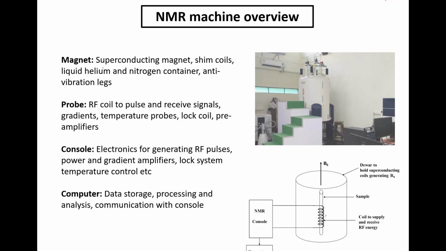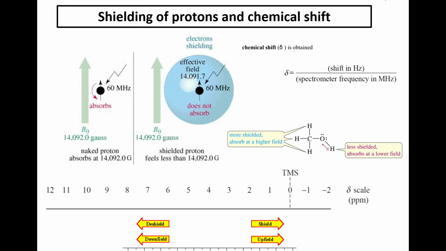And finally we get the free induction decays, we calculate them, Fourier transform them, and all of this is done by a computer interface. So another part of the NMR is the computer. So this is the basic NMR machine overview.